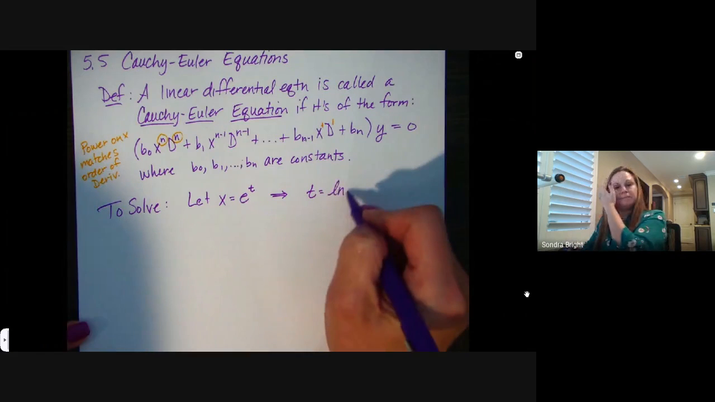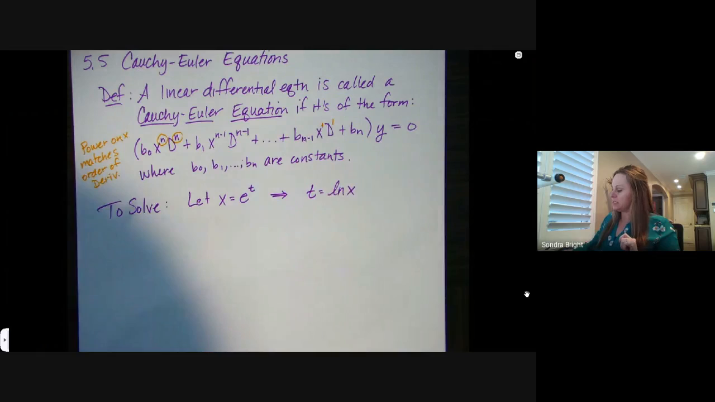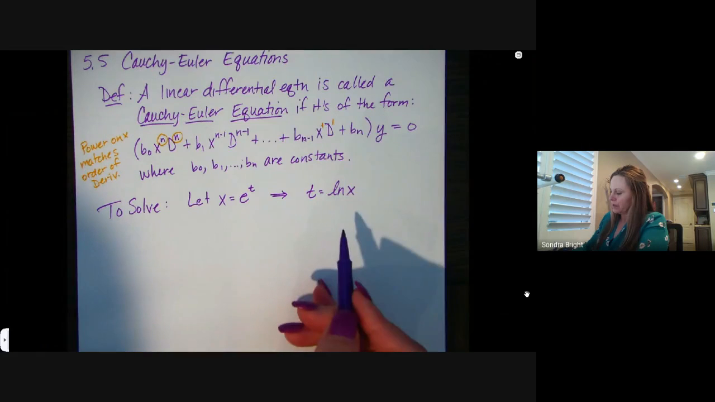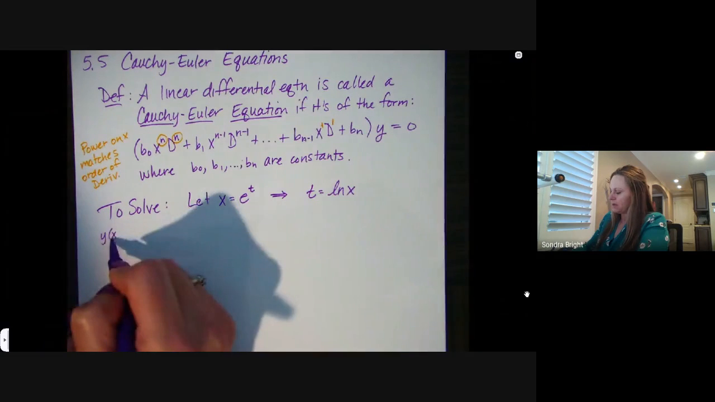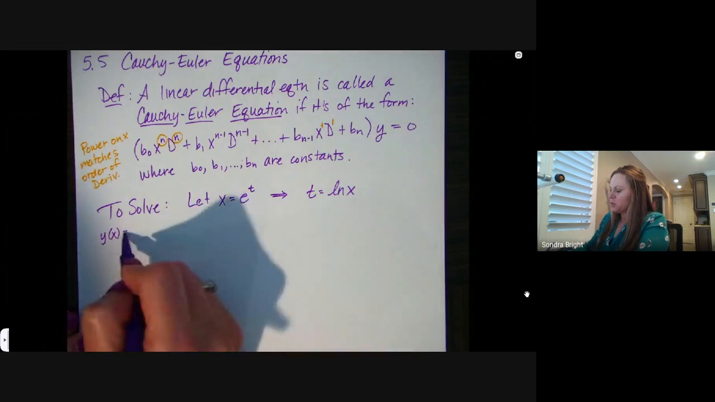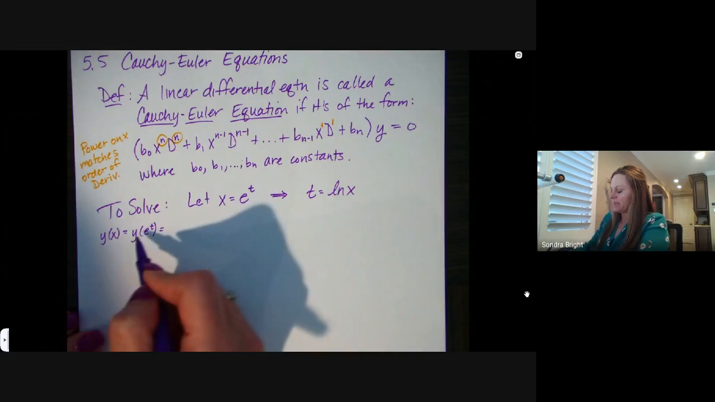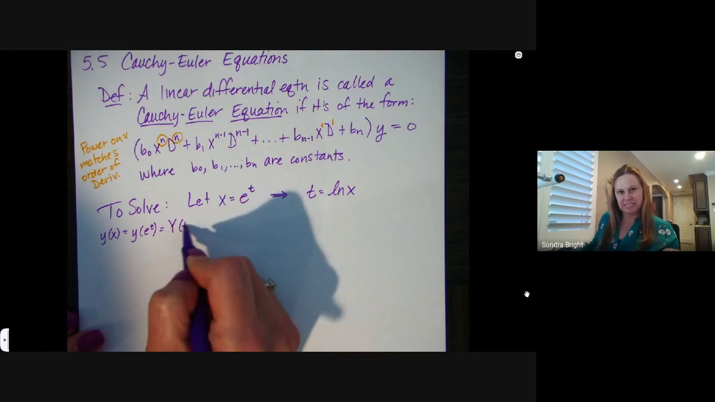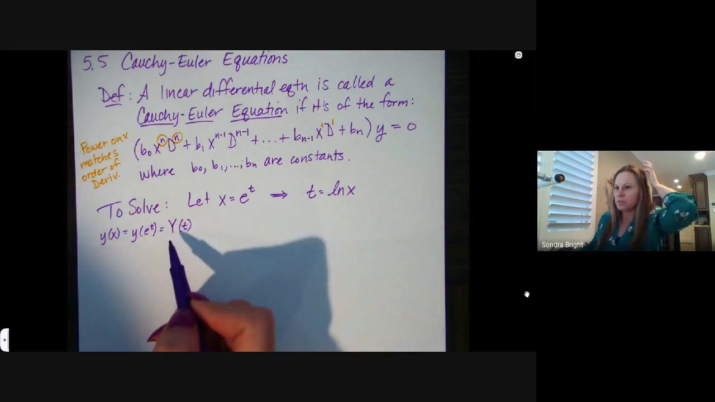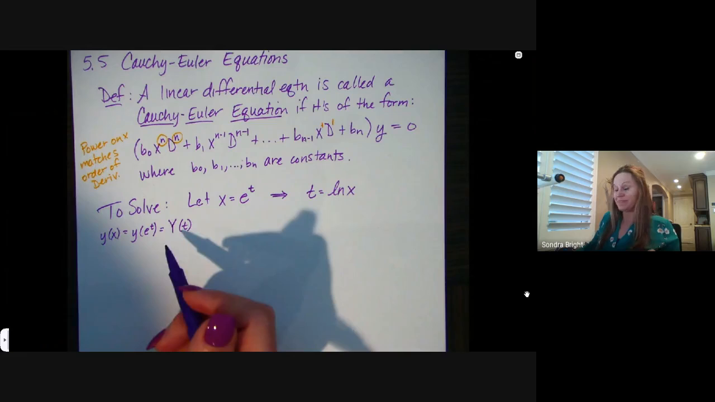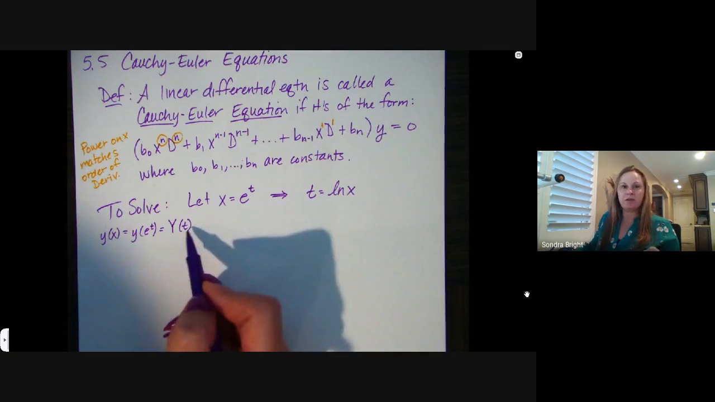That's the substitution we're going to do. Which means that when I say y of x, that would be like y of e to the t. I'm going to rewrite this using a capital Y now to represent that capital Y is just a function of t. So we'll substitute these variables, we'll solve it, and then we'll go back and replace our variables with x's. So we're going to solve it by rewriting it as capital Y of t. We'll end up having constant coefficients.